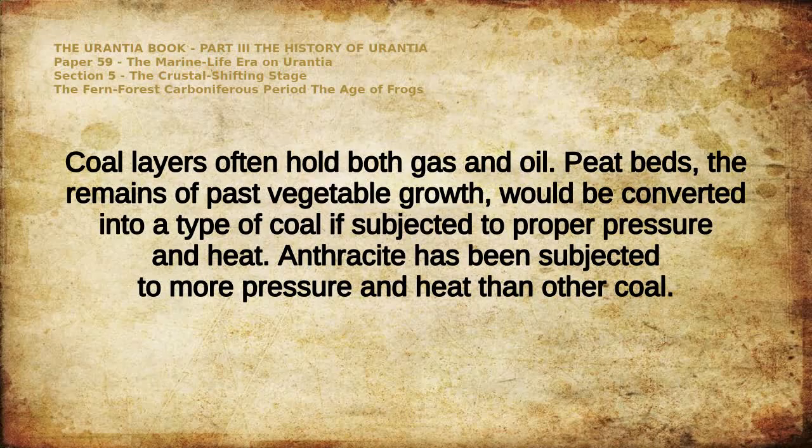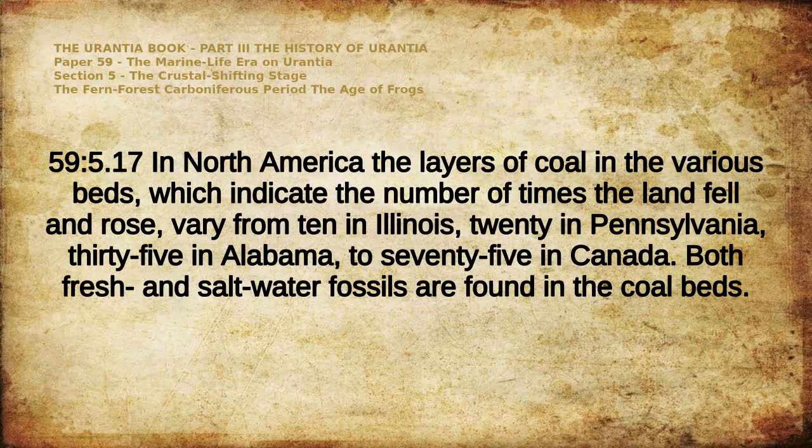Peat beds, the remains of past vegetable growth, could be converted into a type of coal if subjected to proper pressure and heat. Anthracite has been subjected to more pressure and heat than other coal. In North America, the layers of coal in the various beds, which indicate the number of times the land fell and rose, vary from 10 in Illinois, 20 in Pennsylvania, 35 in Alabama, to 75 in Canada. Both fresh and saltwater fossils are found in the coal beds.